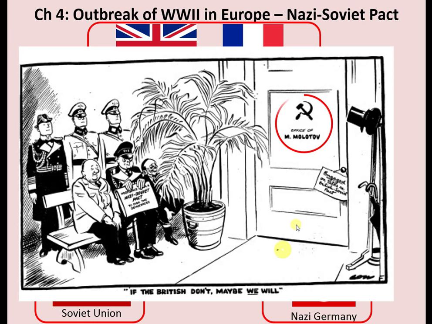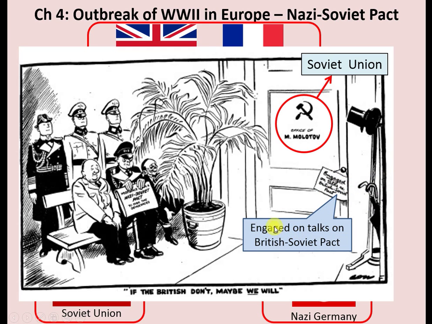So as you can see here, I hope you recognize this is the communist symbol, office of Molotov. This is the Soviet foreign minister, so this represents the Soviet Union. This sign here on the door states, engaged on talks on the British-Soviet Pact. In other words, this shows the time when the Soviets and the British were discussing forming a pact, like an alliance, a team up in order to deal with the Nazis, basically. So they were talking about it.